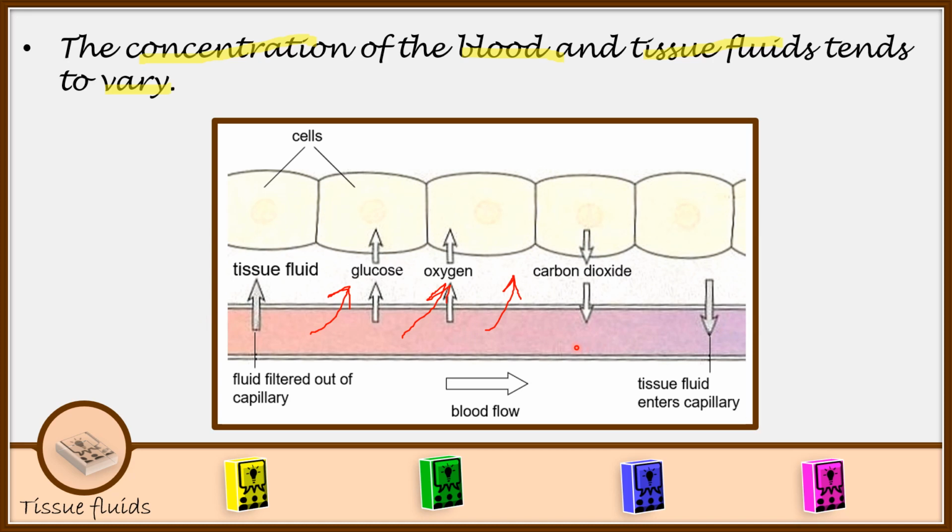meaning that there is variation in the concentration. Yet again, in the body, carbon dioxide has been produced. This carbon dioxide is going to be allowed to enter the blood vessel. And when it enters the blood vessel, it means that the blood is becoming more concentrated with carbon dioxide and less concentrated with oxygen, and the tissue fluid is becoming more concentrated with glucose and oxygen and less concentrated with carbon dioxide. So that's why we say that the concentration of the blood and tissue fluid tends to vary. It keeps on changing. It is not constant.